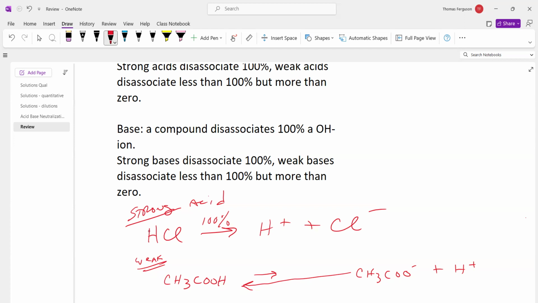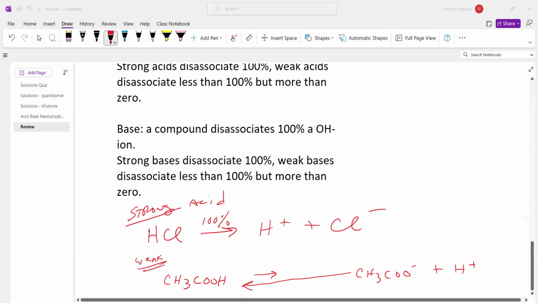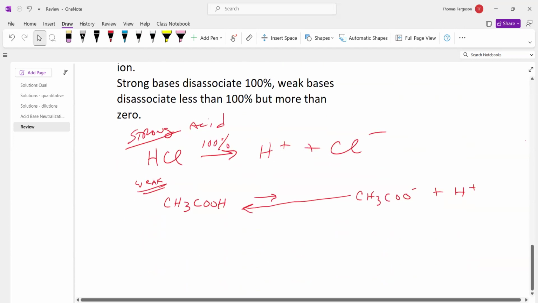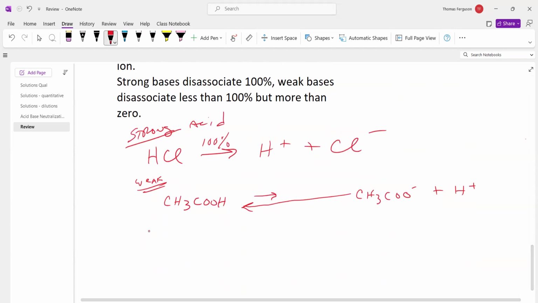Let me talk about the base again. That's a really good question. So again, I want to repeat: the big arrow indicates that there's more of this than that. That's the prime definition of a weak acid, and similarly a weak base.